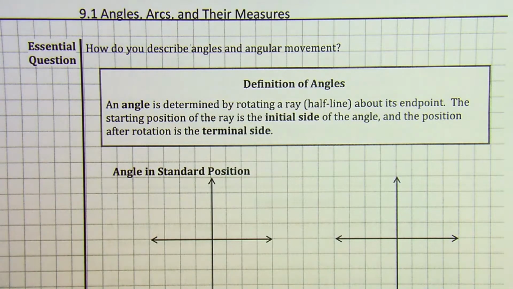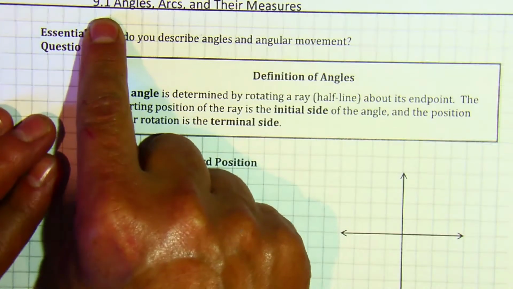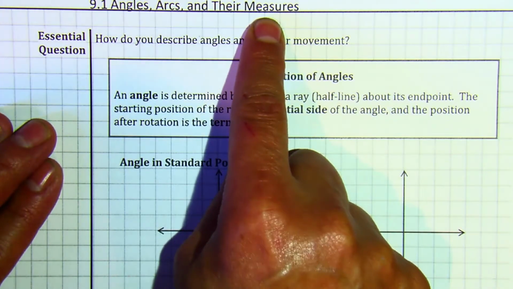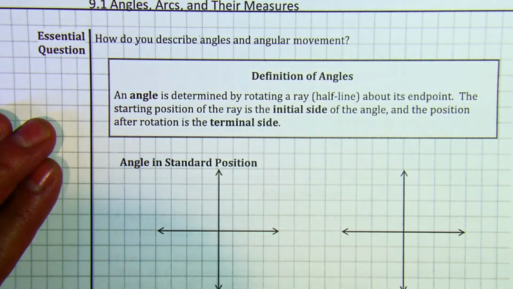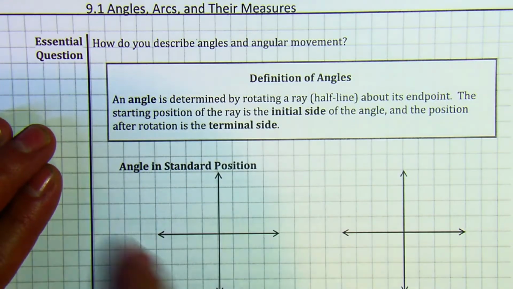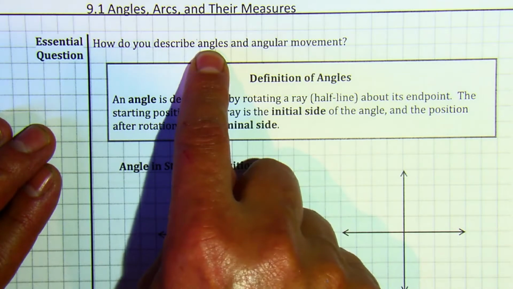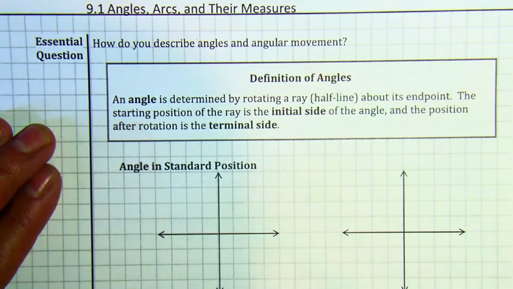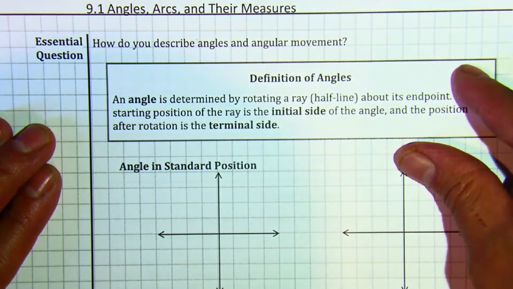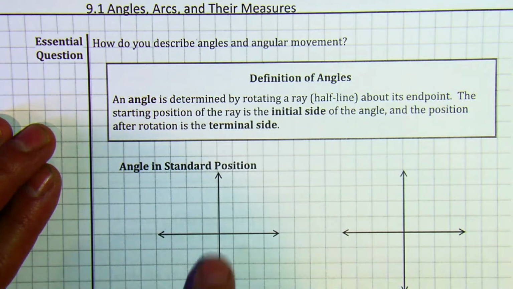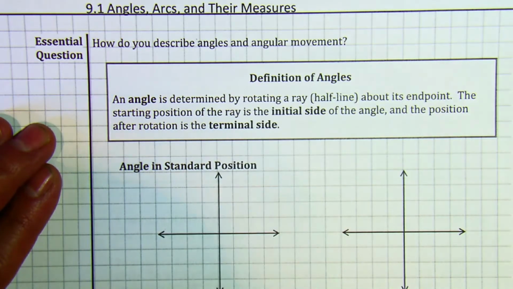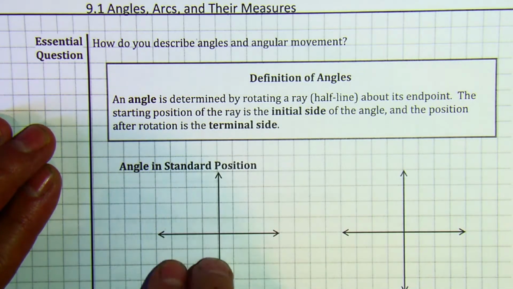Good morning. Today we are going to cover section 9.1, angles, arcs, and their measures. So take the time to copy down your title, copy down your essential question: How do you describe angles and angular movement? Go and paste your cutout and go and copy those two graphs. You can just make 4x4s and we'll start once you're ready. Go and pause it.